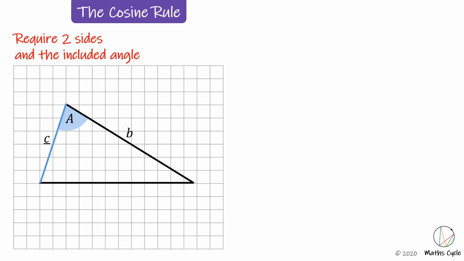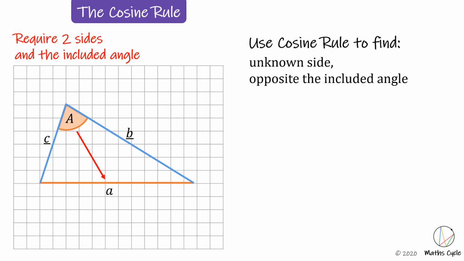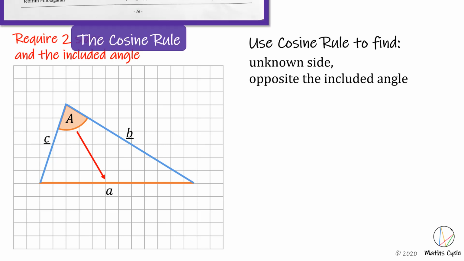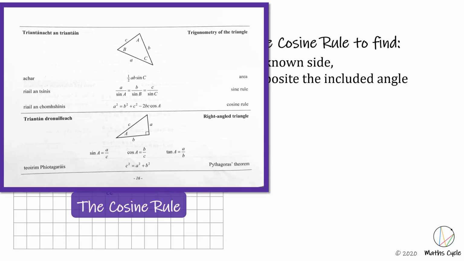Two sides, seen here as C and B, and the included angle A. What the cosine rule allows us to do is to find the unknown side opposite the included angle called A. So let me say that again. We use the cosine rule to find the unknown side opposite the included angle. The cosine rule is also in our log tables on page 16.